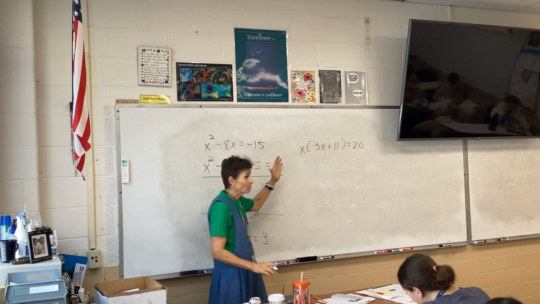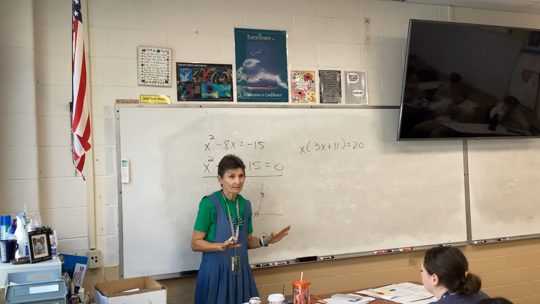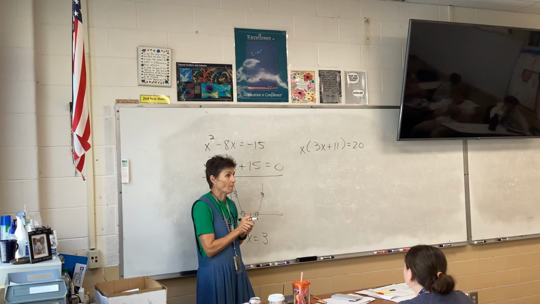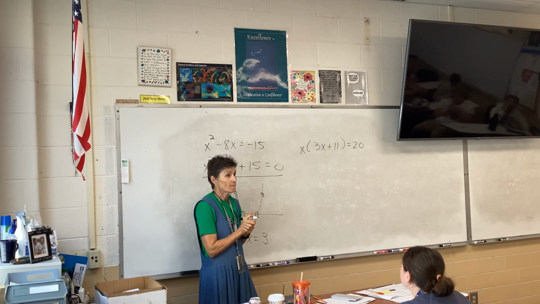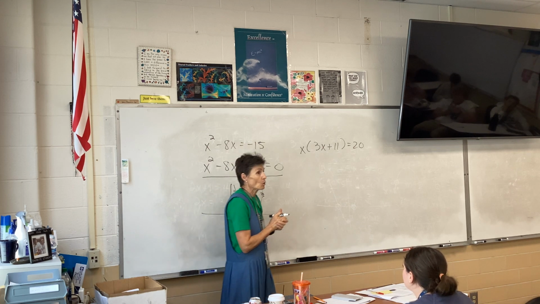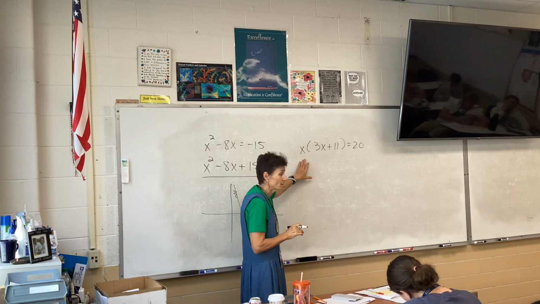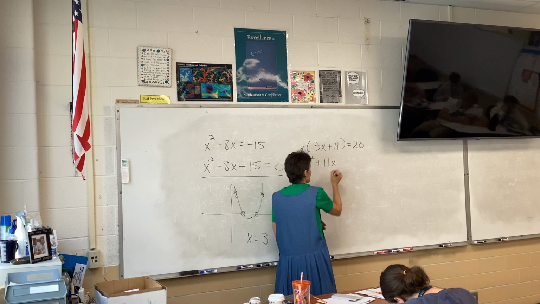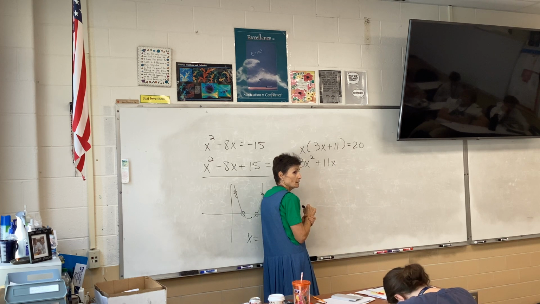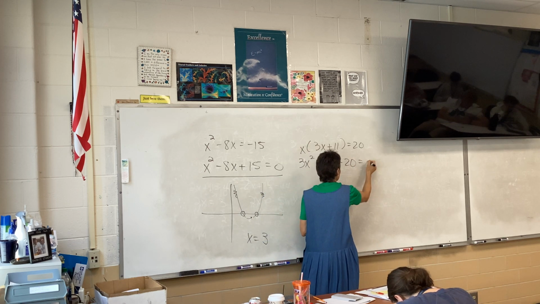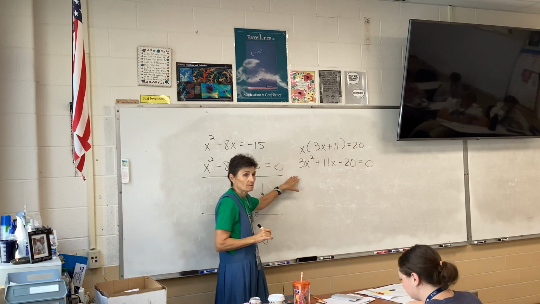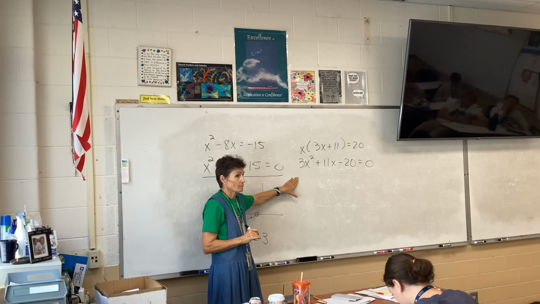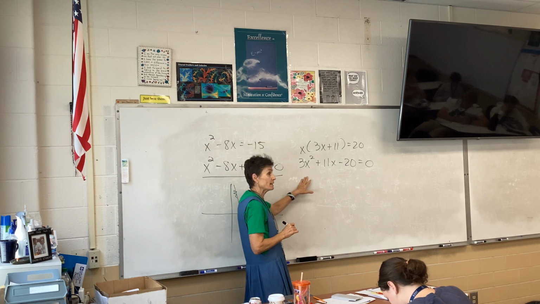Believe it or not, we can put it in like this, but I don't suggest it at this point. What might we do before we go to the calculator? Set equal to 0. Yeah, so I'd probably distribute here, so that would be 3x squared plus 11x. And then subtract the 20. Does that make sense to you? Okay, now it's ready to go.